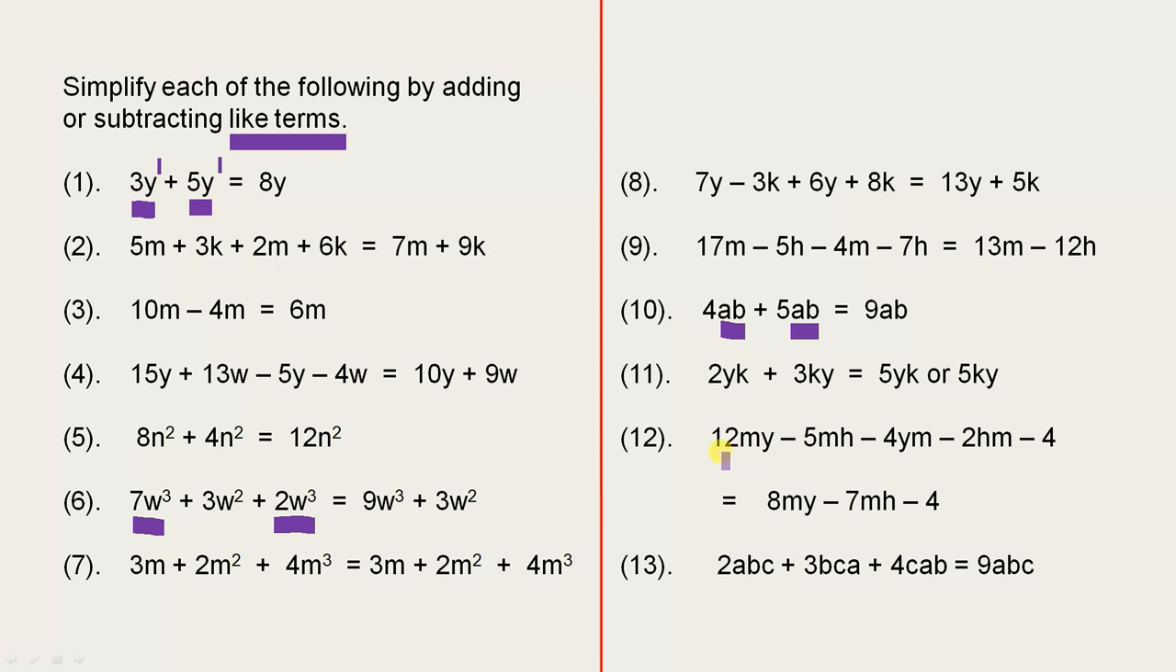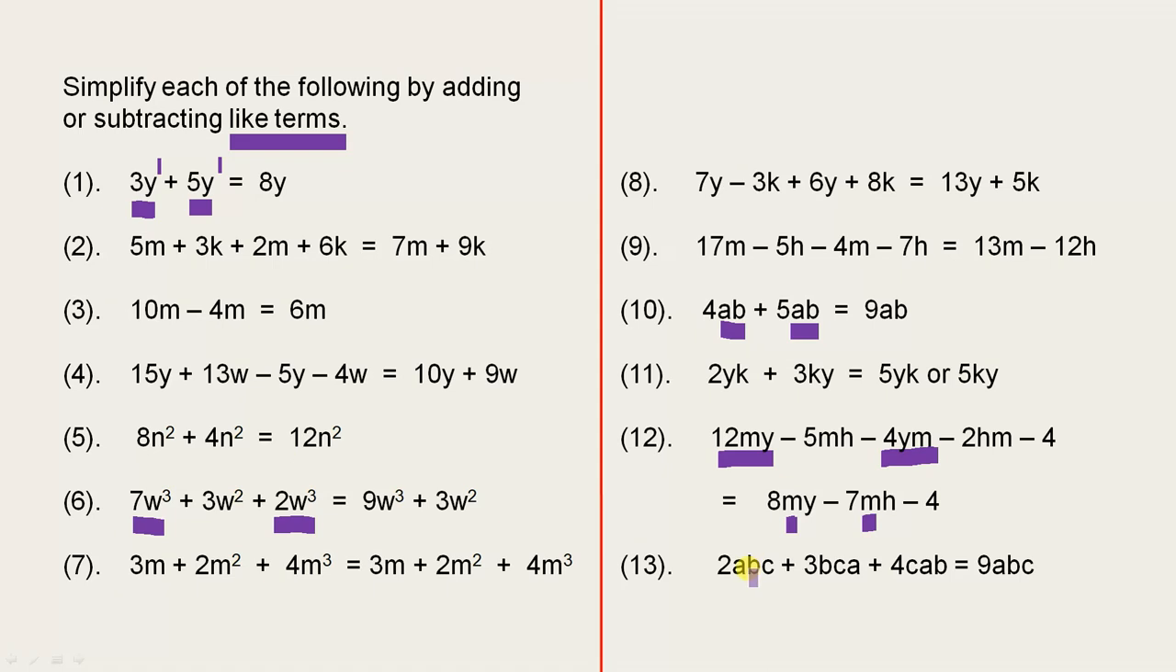Here we have a 12my. We take away 4my, that leaves us with 8my. Okay, so that's that part. Minus 5mh minus 2mh is minus 7mh, that's that part. And then you have minus 4 at the end.